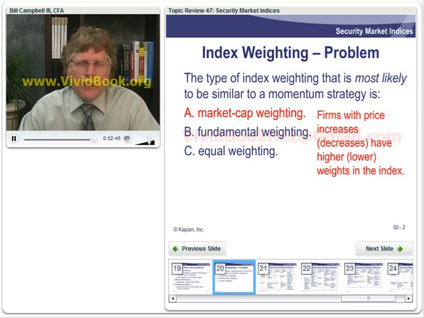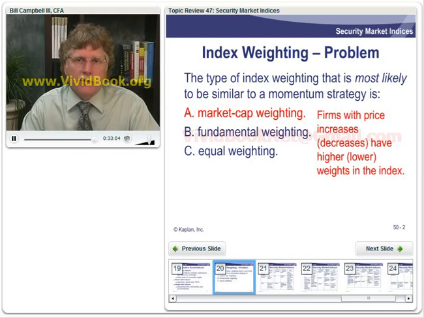Fundamental weighting may or may not. If the fundamentals improve, that may or may not result in an increase in the stock price, so it may or may not show a momentum in the stock price. And if you have equal weighting, well, that ignores the stock price altogether. It gives equal weighting to all the returns, whether you have a high stock price or a low stock price.